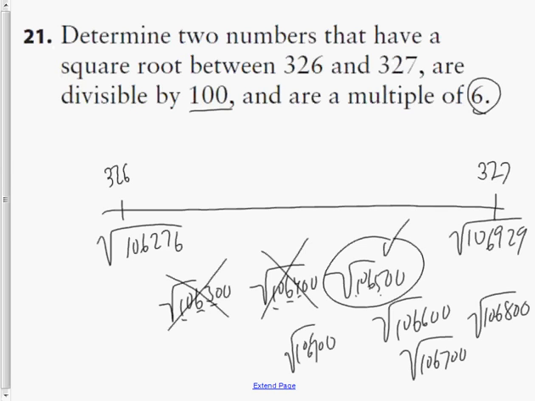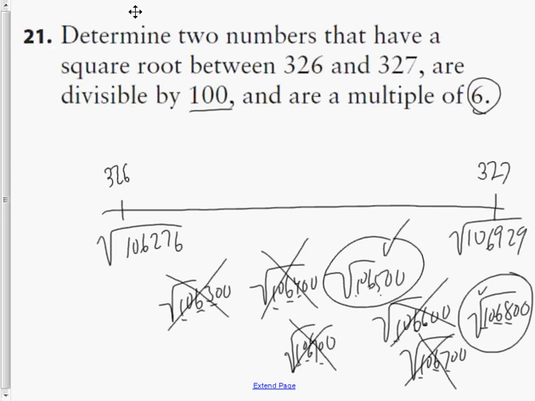6 plus 1 plus 6 plus 1 plus 9 is 16. That is not a multiple of 6. 6 plus 6 plus 1 is 13. That is not. 6 plus 1 plus 4 is 14. 14 is not. Hopefully the last one is. 6 plus 1 plus 8 is 15. There we go. Those are your two numbers whose square root is between 326 and 327. It's divisible by 100 and is a multiple of 6.